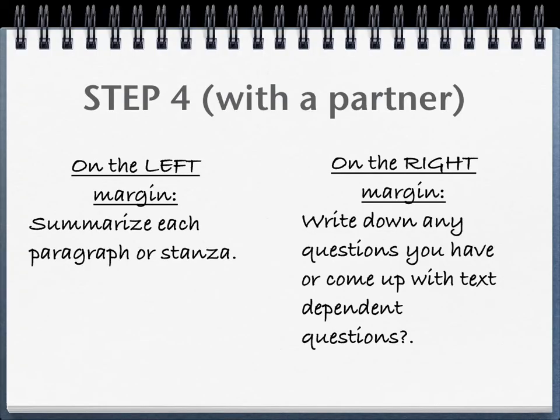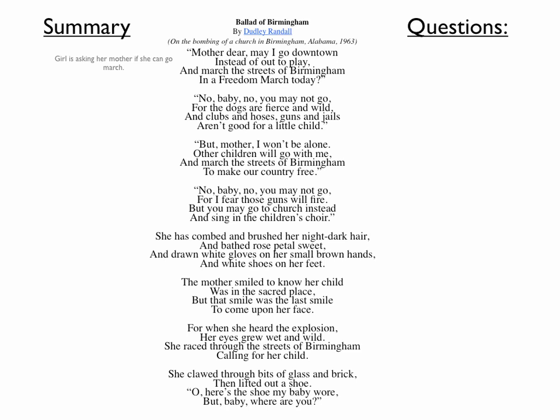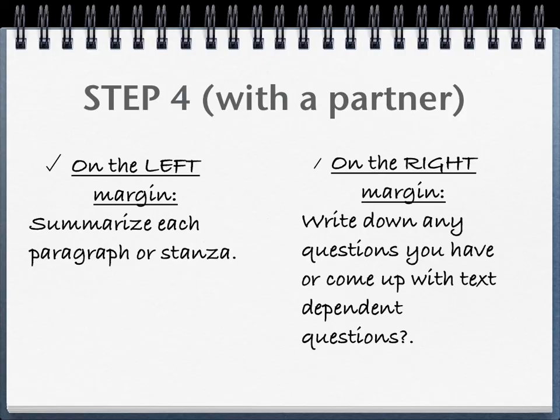Okay, now we're going to work on the right margin. On the right margin, you need to write down any questions that you come up with about the text. So draw a question mark across the top, and then I want at least 3 questions from you about the text that you have about what is going on here. And you can write those next to which stanza they pertain to. Go ahead and pause the video and write your 3 questions. Okay, we're done with step 4.